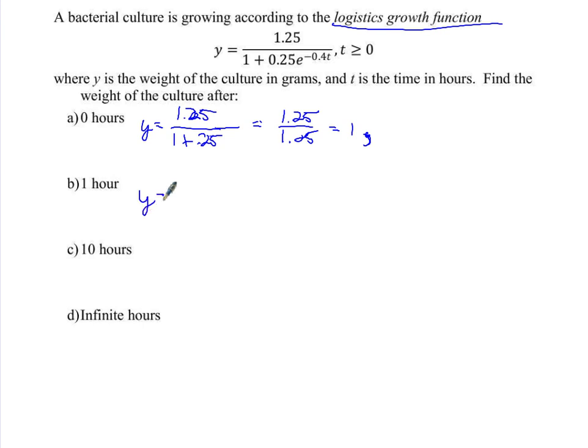We plug in 1 where we see T, so we have Y equals 1.25 over 1 plus 0.25 e to the negative 0.4 times 1. Calculator. 1.0705, so 1.071 G.